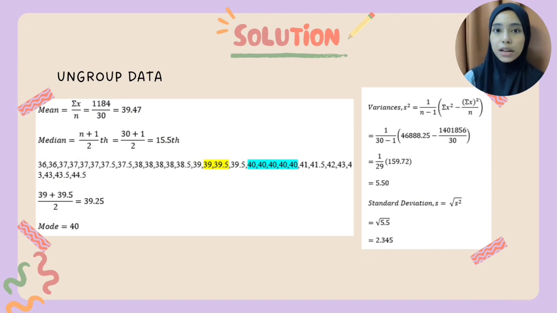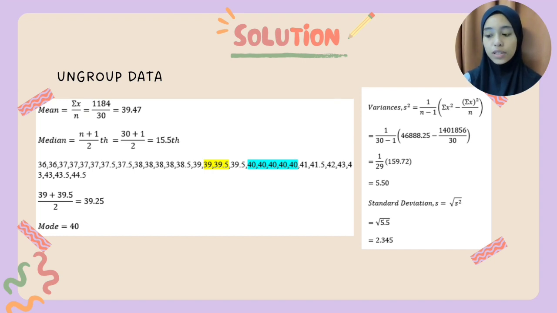The solution for our ungrouped data started with searching for the mean. For the mean, we use the formula sum of x over n, and from that we found the mean to be 39.47. After that, we search for the median and mode. But before that, we list out all the data from the smallest to the biggest. To find the median, we use the formula n plus 1 over 2 to find the place, and we got the 15.5th place. From that, we take the numbers in between, which is 39 plus 39.5 over 2. And lastly, we got the median to be 39.25.